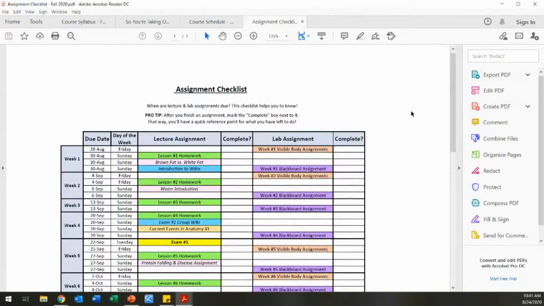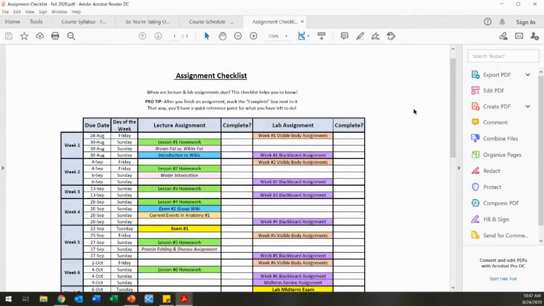100% recommend, without a shadow of a doubt, that you should print this one right here. This one's called the assignment checklist, and it is exactly what its name says. This is a way for you to keep track of what you should be completing and when. So notice the first due date on here, August 28th. That's this Friday. What is due this Friday is your first Visible Body assignment.